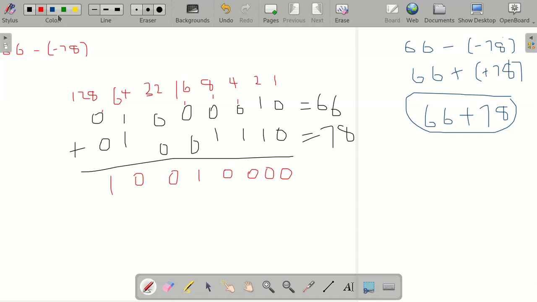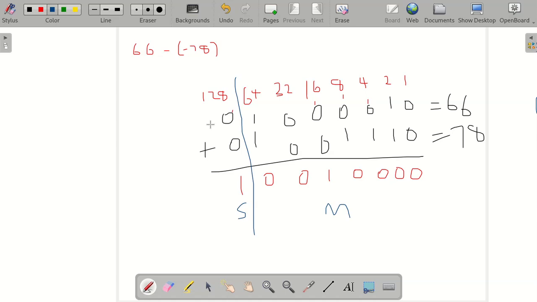Now, what was our bigger number? Our bigger number was 78. So we come to where the 78 is, and you can see our first 1 is here. So we put a demarcation before that. This becomes our sign, and this becomes our magnitude. Remember, for us to determine whether an overflow has occurred, we need to find out what the outcome is first. So what is 66 minus negative 78?